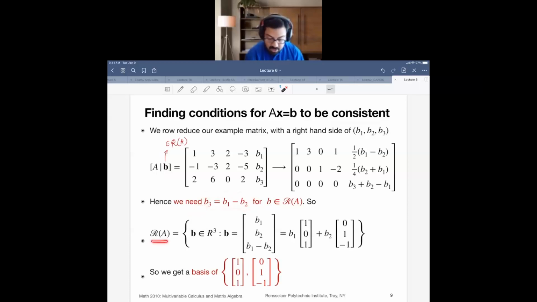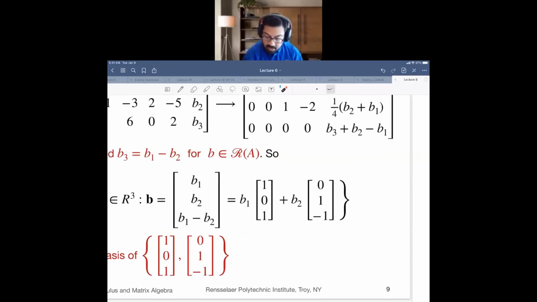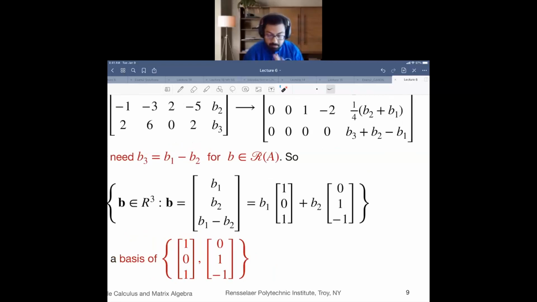So what we can say is the range of A is going to be the set of B's that belong to R cubed, where B is B1, B2, and the last element has to be B1 minus B2, right here, to make it consistent. You can rewrite this so that we can get a basis. So you're writing B as B1 times (1, 0, 1). How much B1 do you have over here? 1, nothing, and 1, right? And then how much B2? Nothing, 1, negative 1, right there.